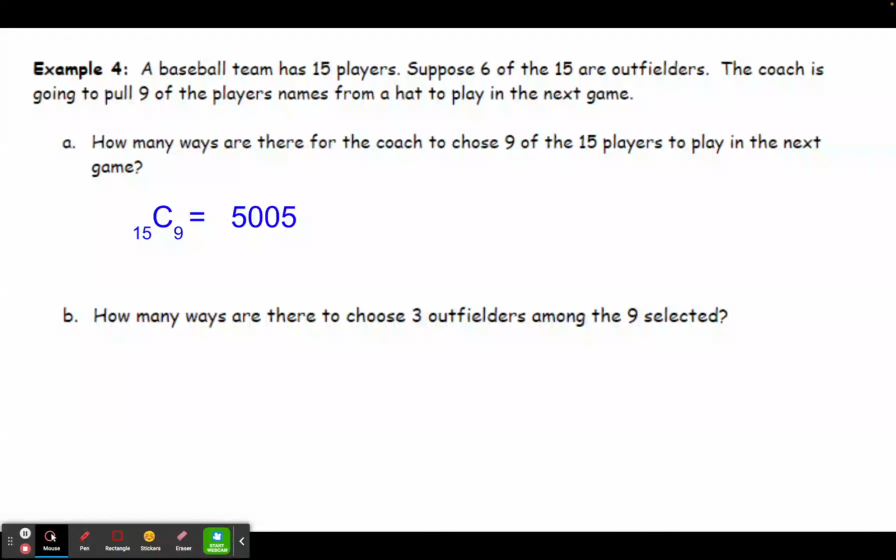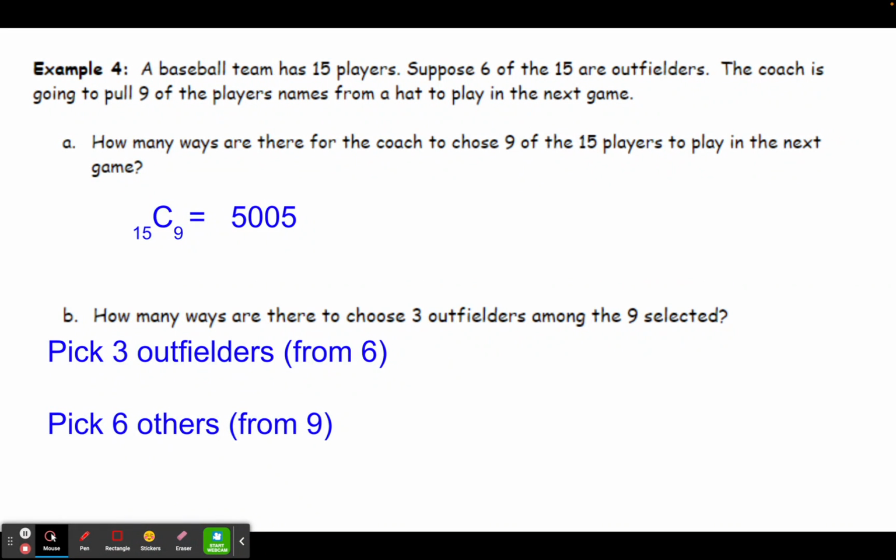Now this time it says in part B, how many ways are there to choose 3 outfielders from the 9 selected? And now this is assuming that he's going to make a full lineup of 9 players, but we're just looking for the number of ways that 3 of those could be outfielders. Well, 6 of the players on the team are outfielders altogether. So the coach needs to pick 3 outfielders from the 6 that are available. Picking those 3 outfielders doesn't give him a full lineup, however. So he still needs to pick 6 other players to join those 3 outfielders. And there are 9 other players that are left.